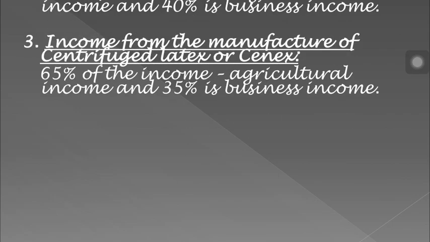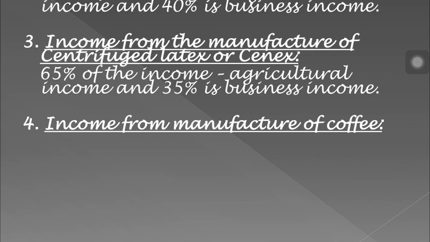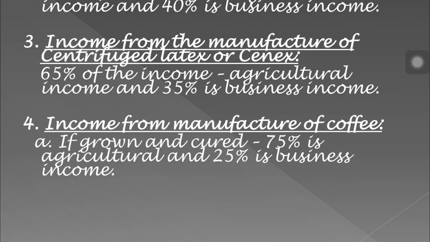Income from manufacture of tea. In case you are a producer of tea and you manufacture tea, in that case 60% of the income is considered as agricultural income and 40% is considered as business income. Okay. Income of manufacture of centrifuged latex or sinex, that is rubber. If you are manufacturing rubber, in that case 65% is considered as agricultural income and 35% is considered as business income. Okay. Income from manufacture of coffee.